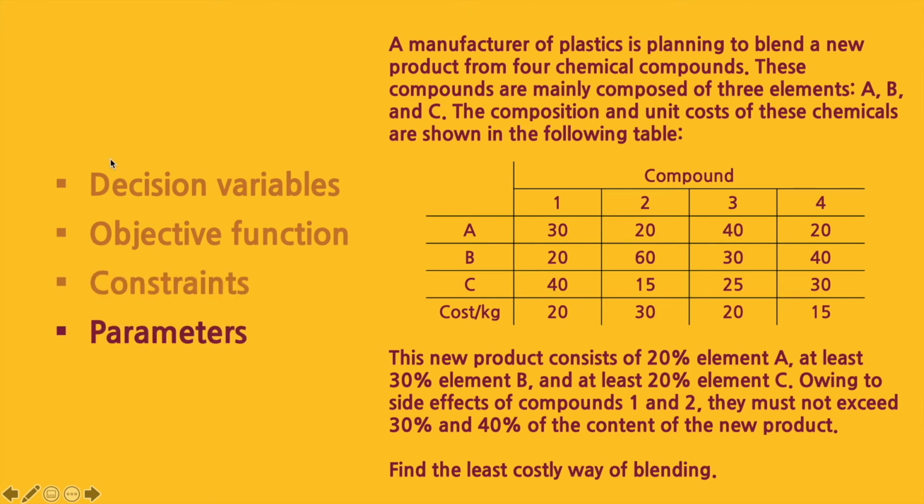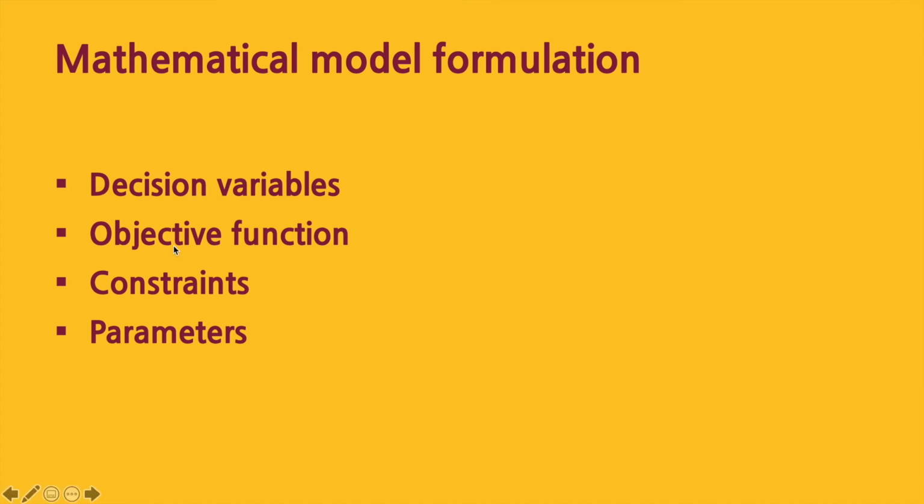So the last one is the parameter. Parameters are the data that we have, which will be the coefficients of the constraints or the coefficients of the objective functions. So this table and the values on the restriction will be the parameters in this problem. So now we learned these 4 elements. Then now we're going to write down the formulation.